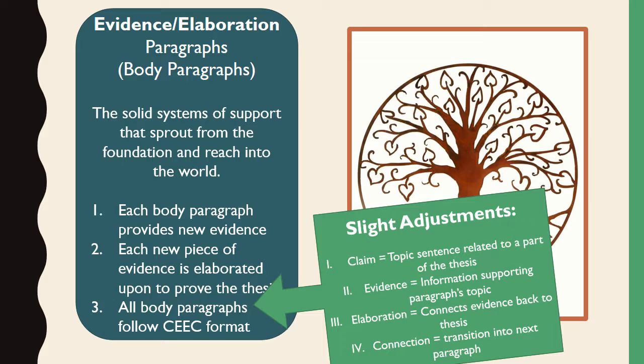So there are slight adjustments to the fact that we're looking at CEEC paragraphs. In this case, the claim is what we'll call the topic sentence, and it's related to a certain part of your thesis. Usually a thesis has different parts that need to be proved, and your claim for each body paragraph will be focused on proving a certain part of that. The evidence obviously is information supporting the paragraph's topic. The elaboration connects the evidence back to the thesis, and the connection transitions us into the next paragraph. So slight adjustments, but it's still the same basic format, right?